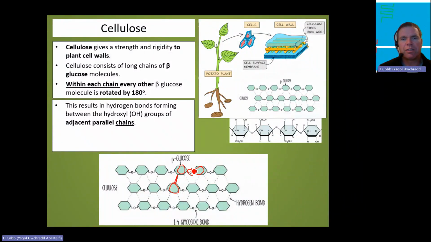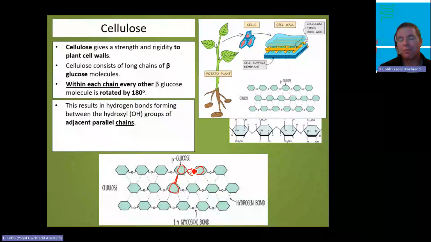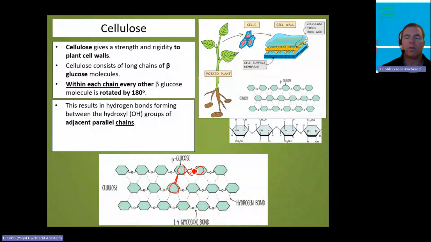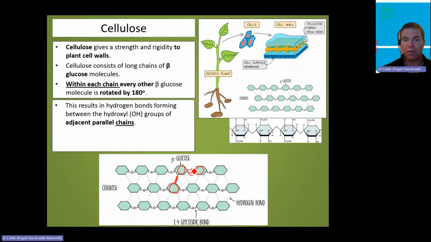It would be a poor question if you were asked what type of bond is present between two beta-glucose molecules in cellulose, because you could give two answers. You could say a glycosidic bond or a hydrogen bond. If they said what bond is present between beta-glucose molecules within an individual chain of cellulose, yes, you could say it would be a glycosidic bond. Or what's between two beta-glucose molecules in different chains or parallel chains, that's a hydrogen bond. But the wording there is key.